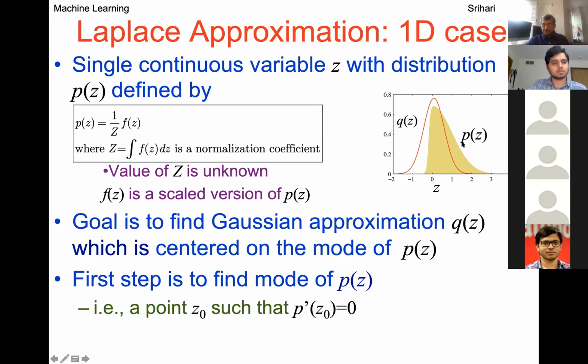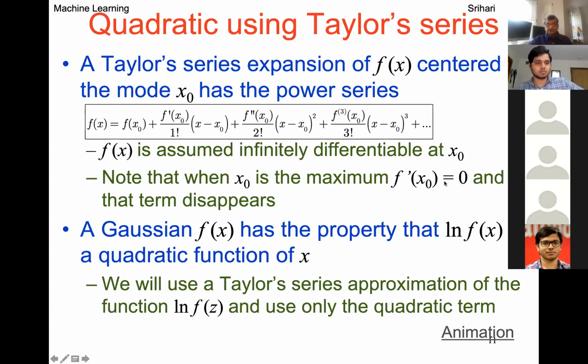So we need to find P prime, and then we need to solve for what value of Z P prime is equal to 0. That is the value we call Z naught. So that is going to be the mode of this distribution. Okay, now finding the mode is one thing. The other one is what is the nature of the distribution?